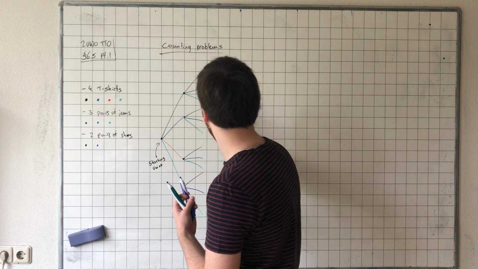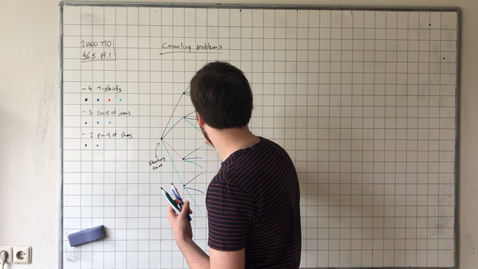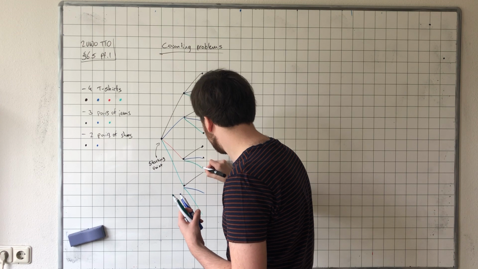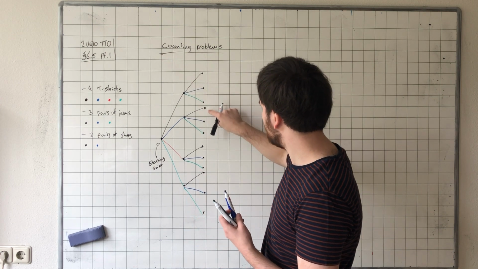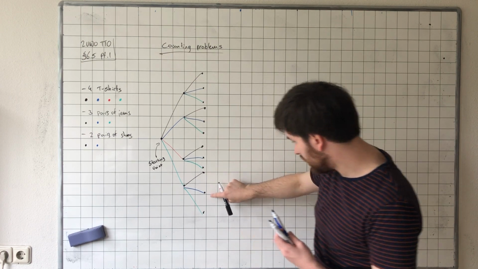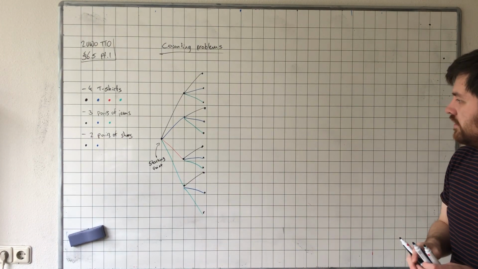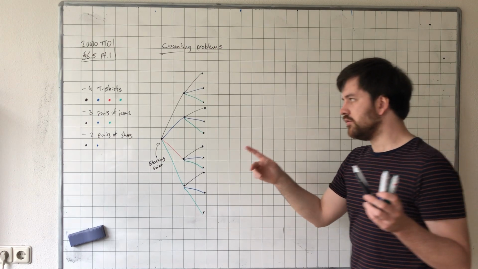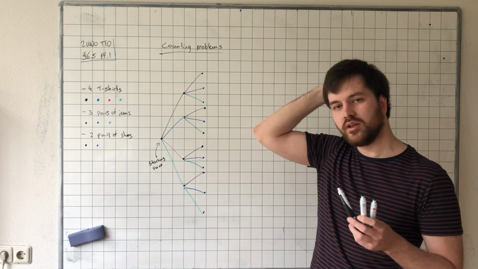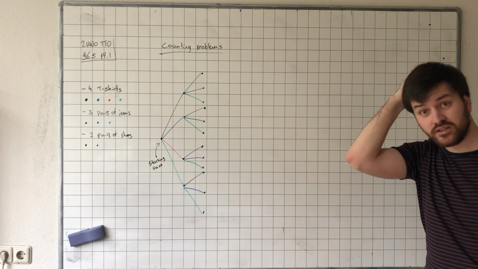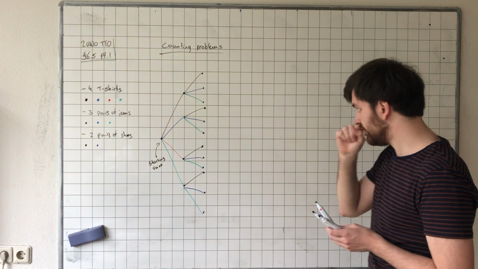Which means we can count our combinations by counting the amount of points. 1, 2, 3, 4, 5, 6, 7, 8, 9, 10, 11, 12. We had 4 and 3. This is basically multiplying those numbers. We're doing it really inefficiently, but that is what we're doing.